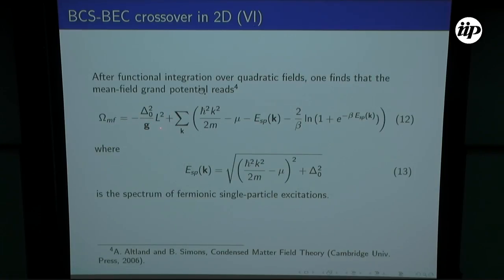Well, the mean field can be done analytically, I will say, and you will get, well, still you have to do this summation, but it can be done in 2D at least, and you get this formula for the mean field grand potential. And you see that the mean field grand potential indeed depends on the single particle fermionic spectrum, the familiar one of BCS theory. So there is the chemical potential, and actually there is not the pairing field depending on space and time, but there is the constant one, as it should be.